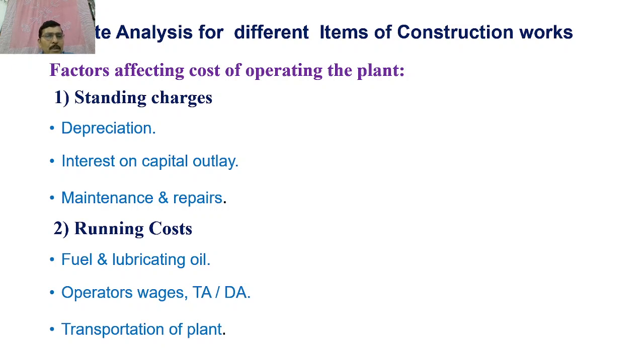The second is the running costs. In running costs, we have the fuel and lubricating oil required for the plant, operators' wages, that is traveling allowances and dearness allowances paid to the operators and the technical persons related to operating the plant, and the transportation of the plant. So these are called the running costs.